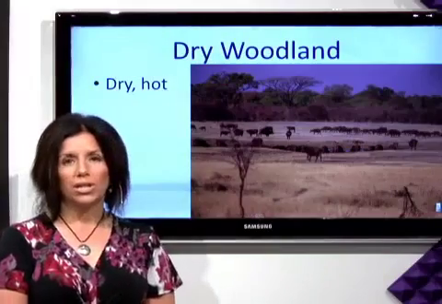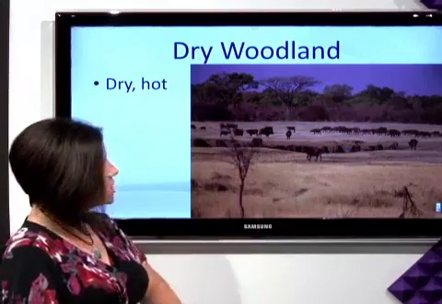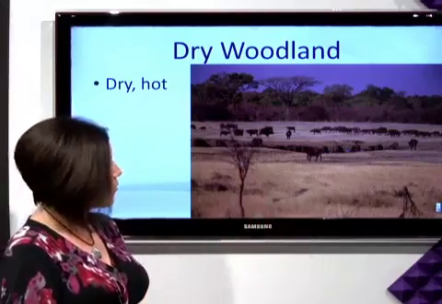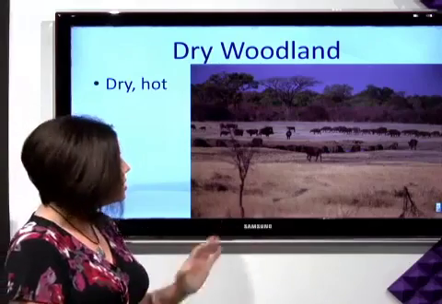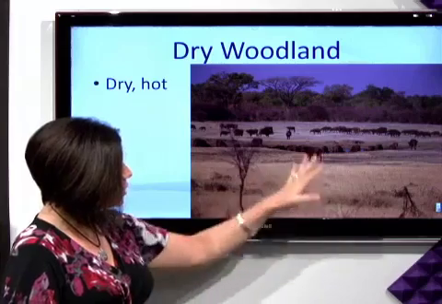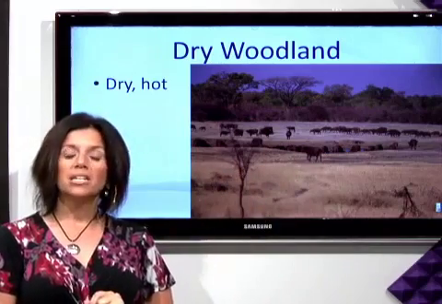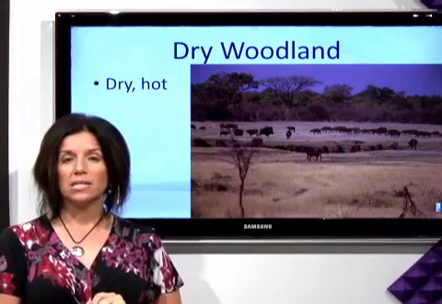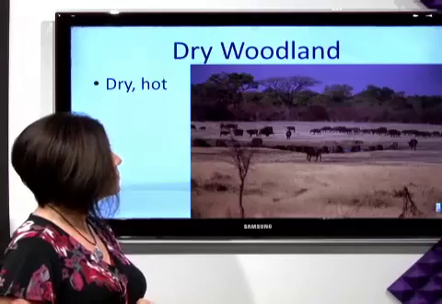The dry woodland is a dry, hot area. Can you guess where this picture might be from? That's correct. That's from a place in Africa. So during most of the year, it's going to be tannish brown in color because it's so dry, but they typically go through a short rainy season where everything turns green for a short period of time.